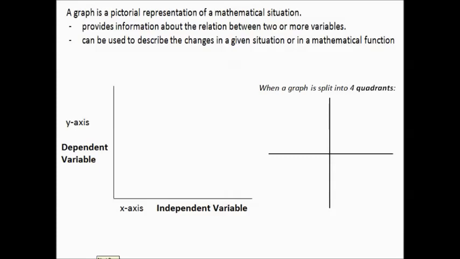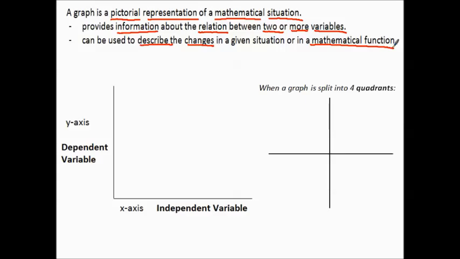A graph is a pictorial representation of a mathematical situation. It provides information about the relation between two or more variables. A graph can be used to describe the changes in a given situation in a mathematical function.